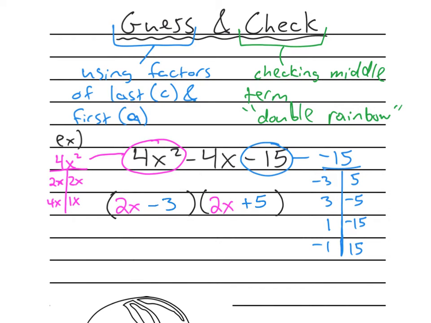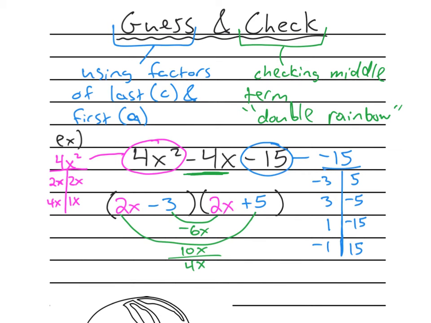I have no idea if it works until I do my double rainbow check. So we're going to multiply the inside terms here. Negative 3 times 2x is negative 6x. And the outside terms, 2x times 5, that's going to give me 10x. Add them together, and we're going to see we get positive 4x. That's not what we have, though. We have negative 4x in the middle. Not too bad. We should now notice all we need to do is just swap the signs. Make this a plus 3 and this a minus 5.